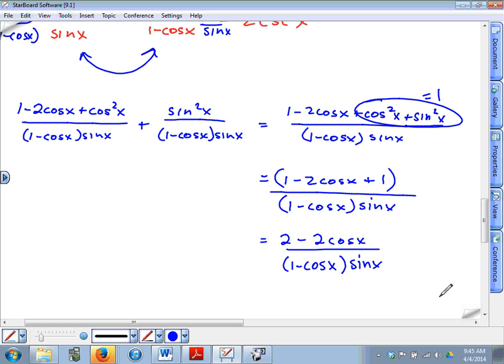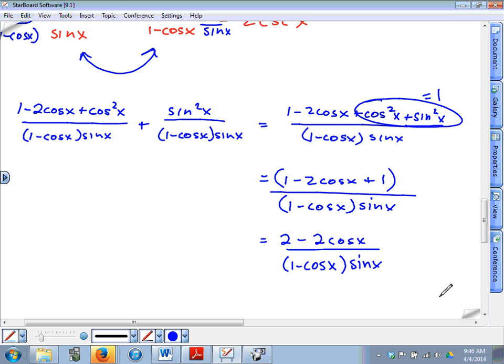Look at the top. Look at the numerator. Do we have a common term? 2. What happens if we factor out the common term? What if you factor out this 2? You would have 1 minus cosine of x. Where else do you have 1 minus cosine? On the bottom.